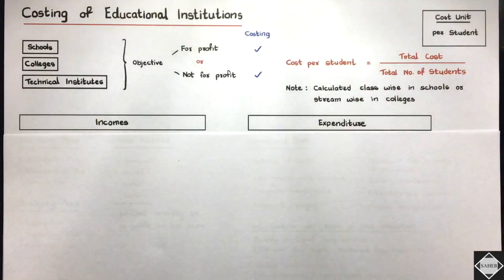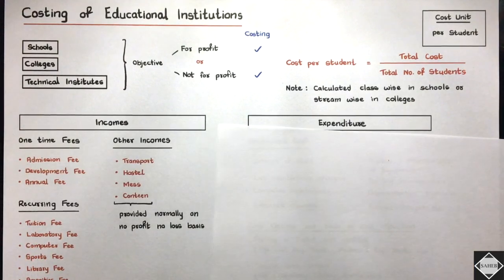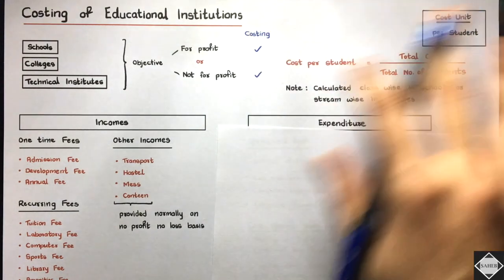Fine, so you have understood that. Now what are the incomes and expenditure? If you're talking about a school, then see, it's really simple. Just have a read once and you will understand. The main part you have understood right now.